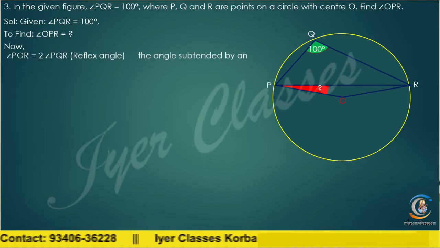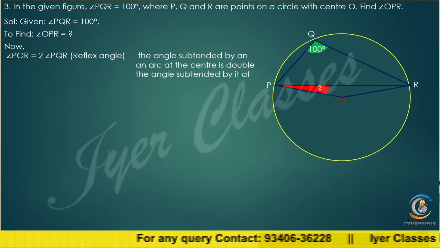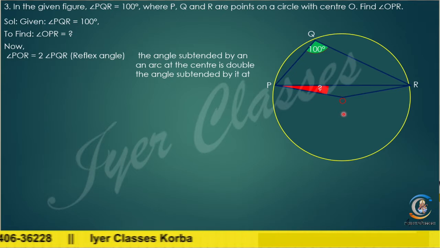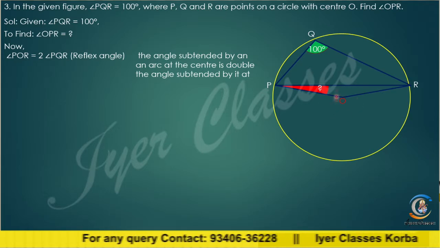For that, we know that this angle PQR, this one, right? This angle is a reflex angle for the angle. If you take this triangle POR, this angle POR is the reflex angle, right?